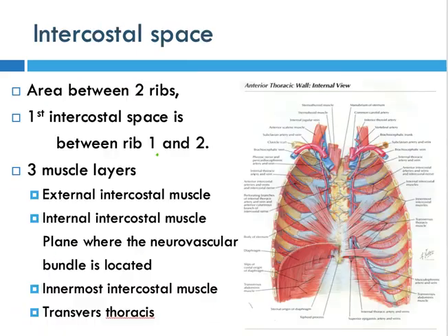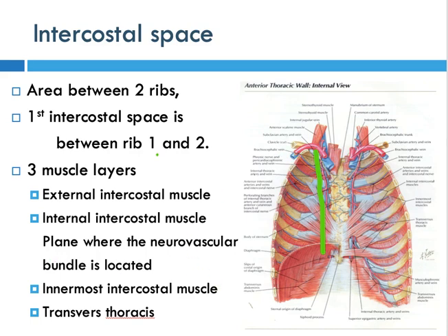Now, anterior chest wall, so the front chest wall, also needs to have some kind of blood supply. And what happens is we find that from our subclavian arteries on both sides, we have an internal thoracic artery. This is this long artery here running from our subclavian that supplies the anterior chest wall, or let's say the anterior half of the intercostal space.